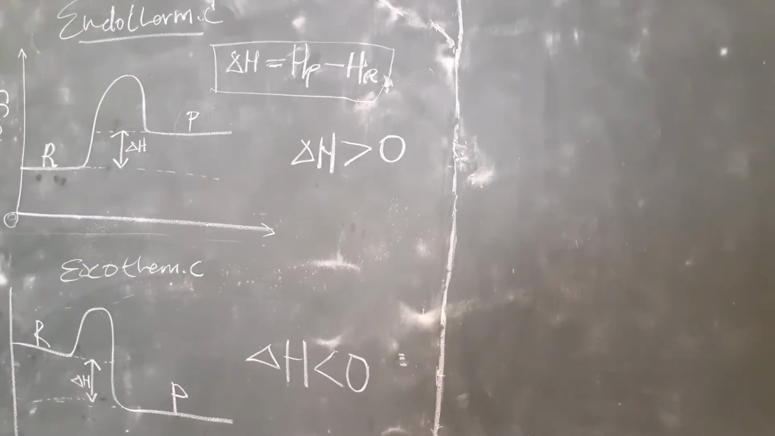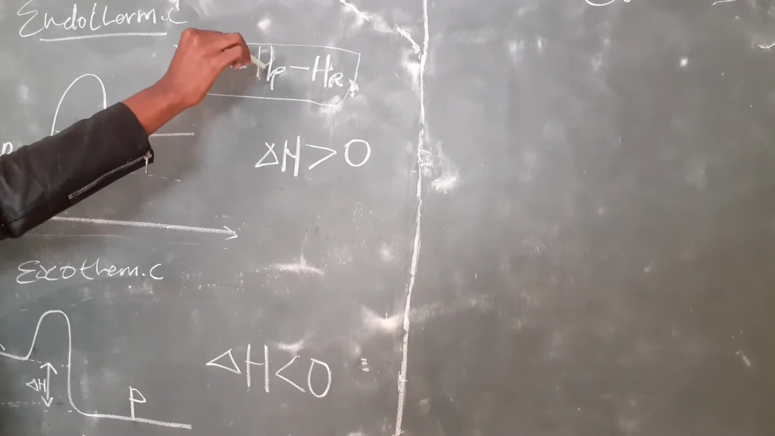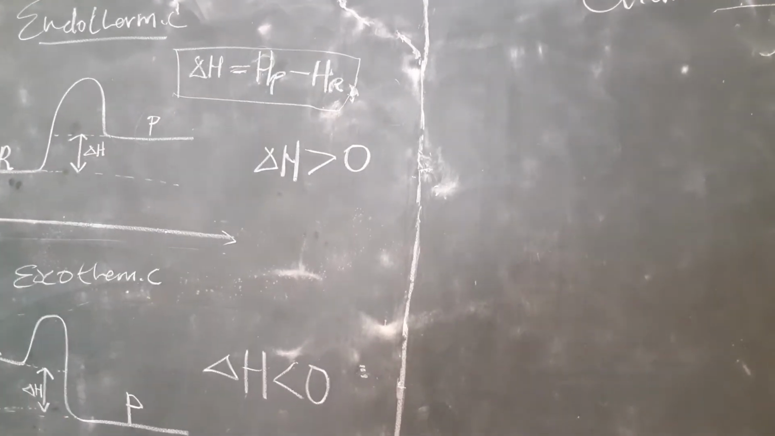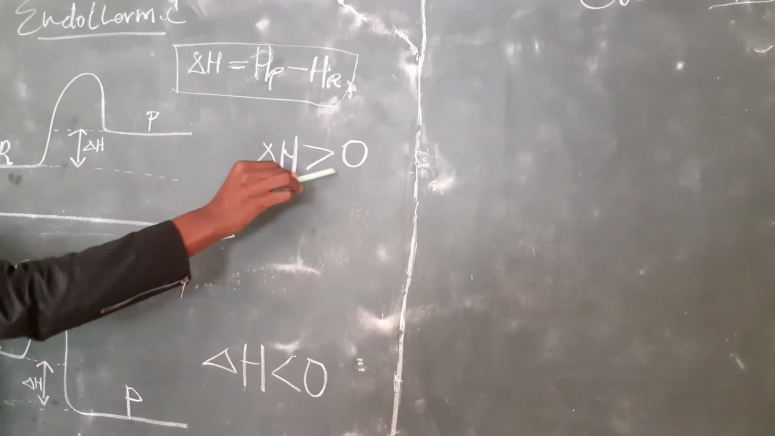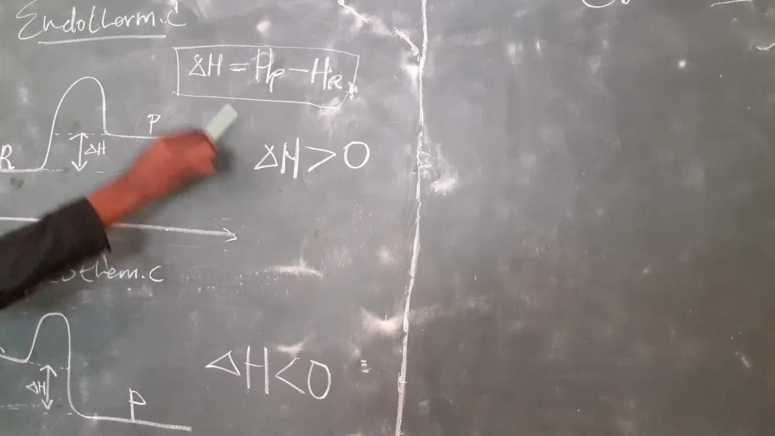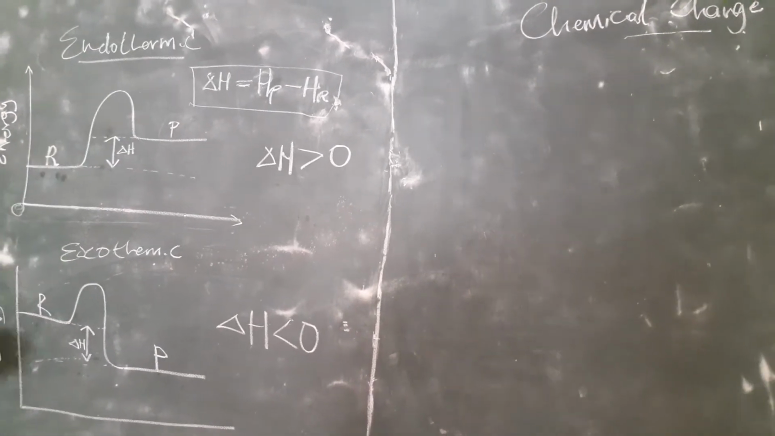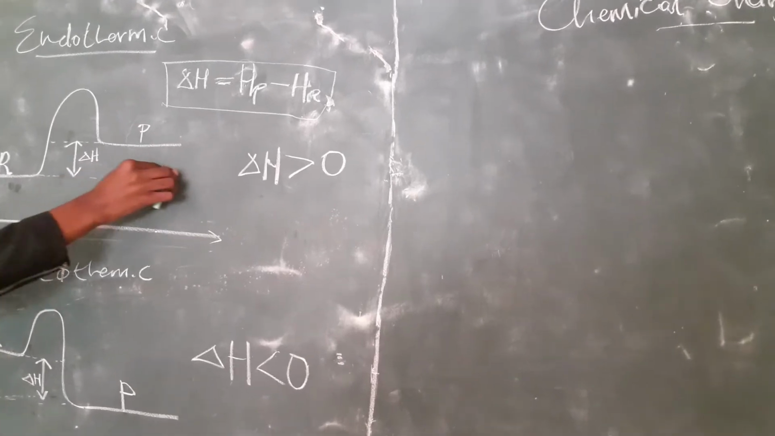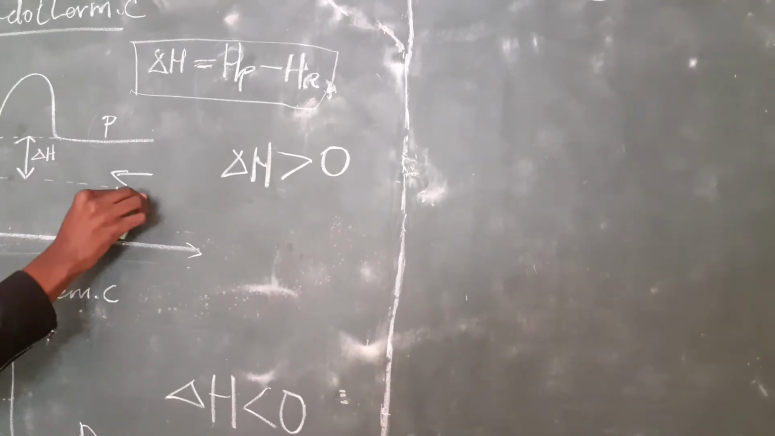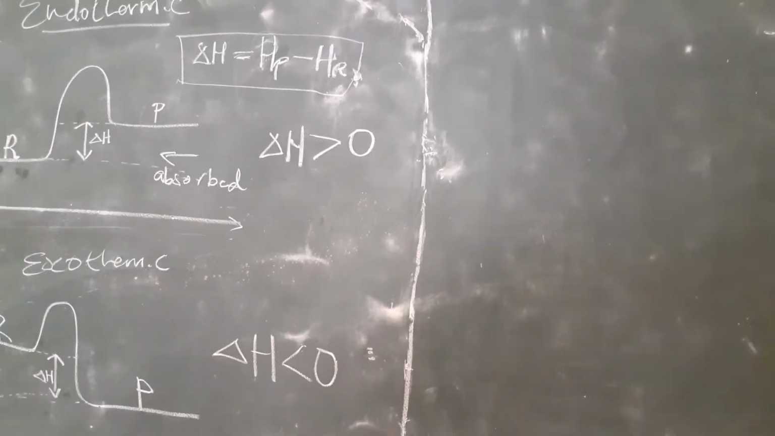So what we understand is that if the energy of the product is greater than the energy of the reactants, your heat is going to be positive. This means that the presentation of this diagram is an endothermic reaction. The energy is being absorbed into the reaction, right?